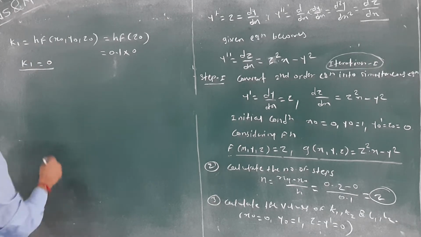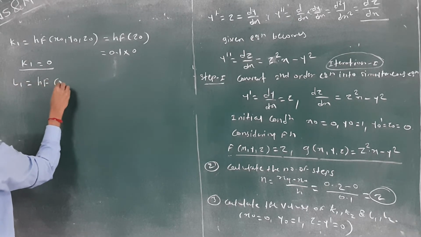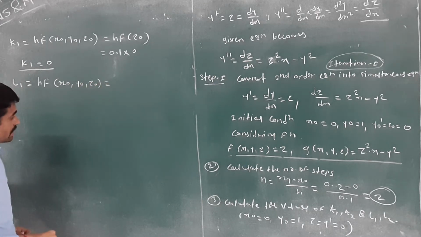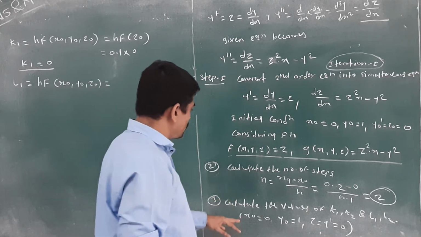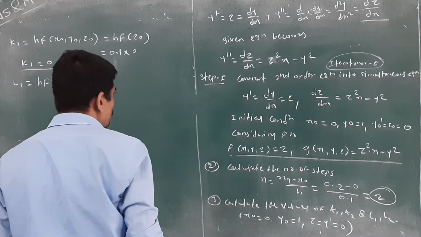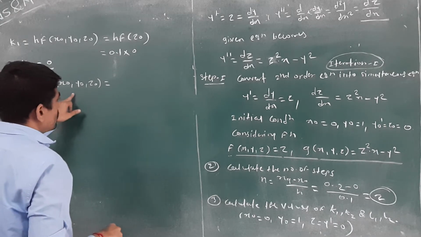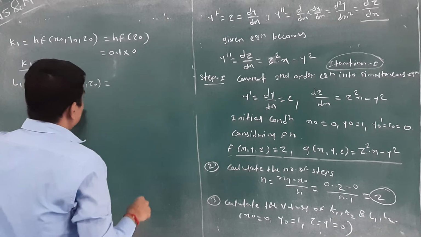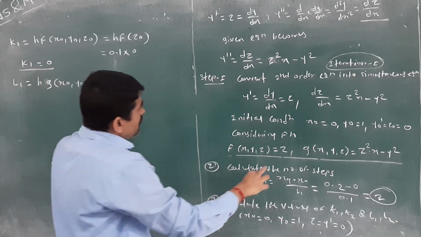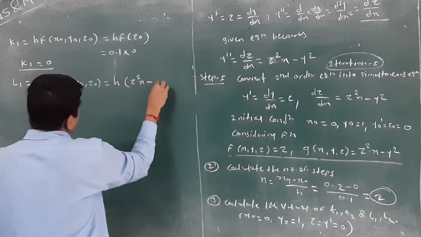All of you getting it? Then in a similar way, if you want to calculate L1, I will write L1 is equal to hg of x0, y0, z0. Then you should write your equation: h into, what is the equation? This is z square x minus y square.